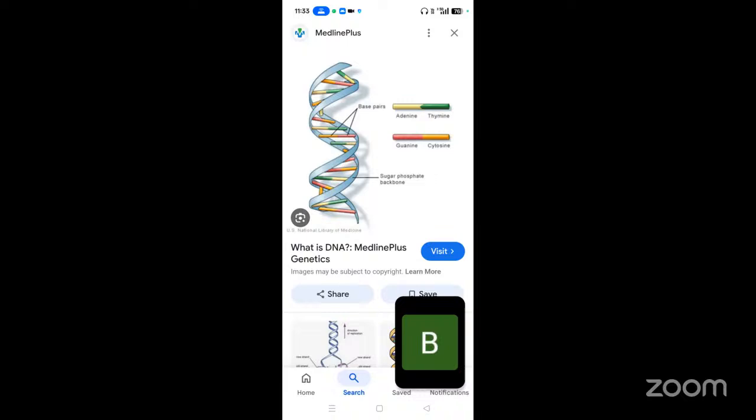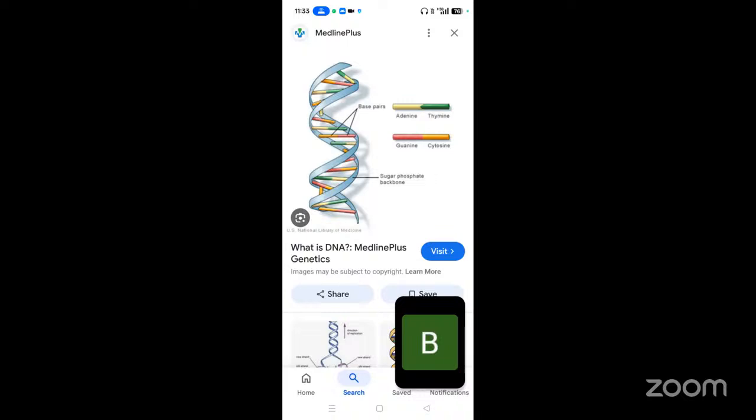Key enzymes involved in DNA replication: helicase unwinds DNA, DNA polymerase synthesizes the new strands, and ligase joins the Okazaki fragments and the nicks in the strands. Central dogma: transcription, DNA to RNA; translation, RNA to protein.